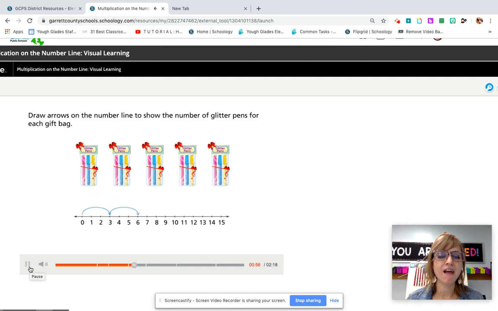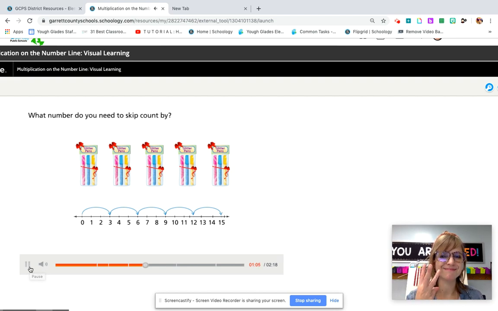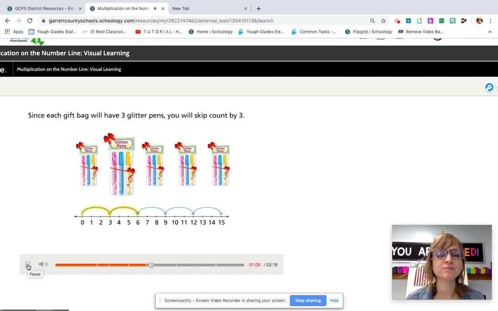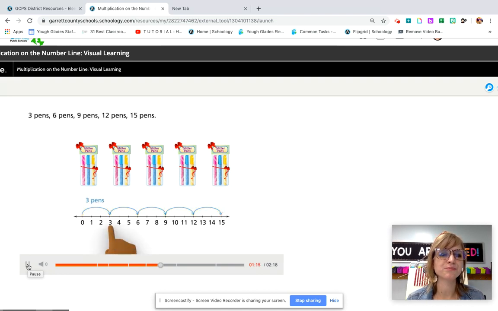Draw arrows on the number line to show the number of glitter pens for each gift bag. What number do you need to skip count by? And we already said that. We're skip counting by 3s because there's 3 glitter pens in each bag. Since each gift bag will have 3 glitter pens, you will skip count by 3. Absolutely. 3 pens, 6 pens, 9 pens, 12 pens, 15 pens.